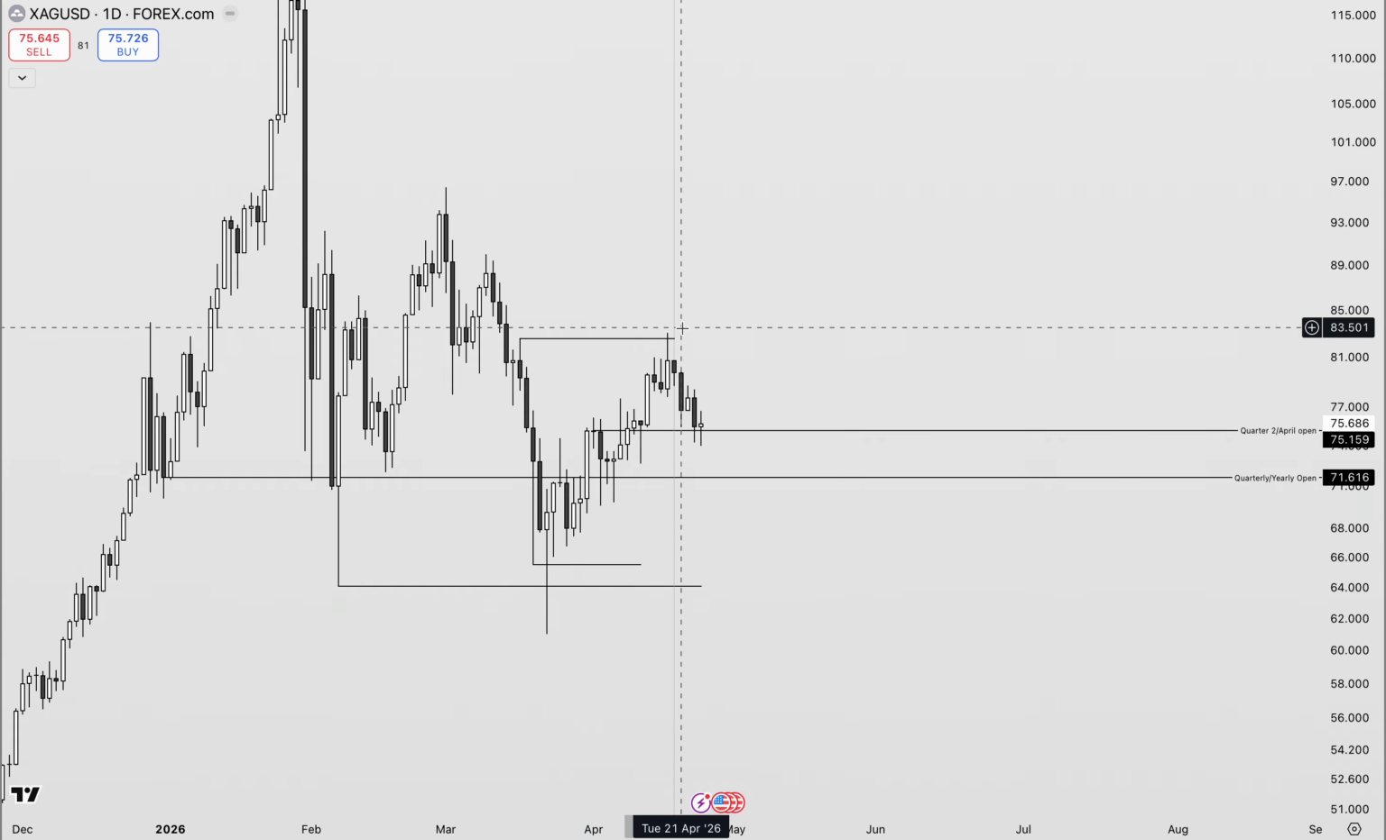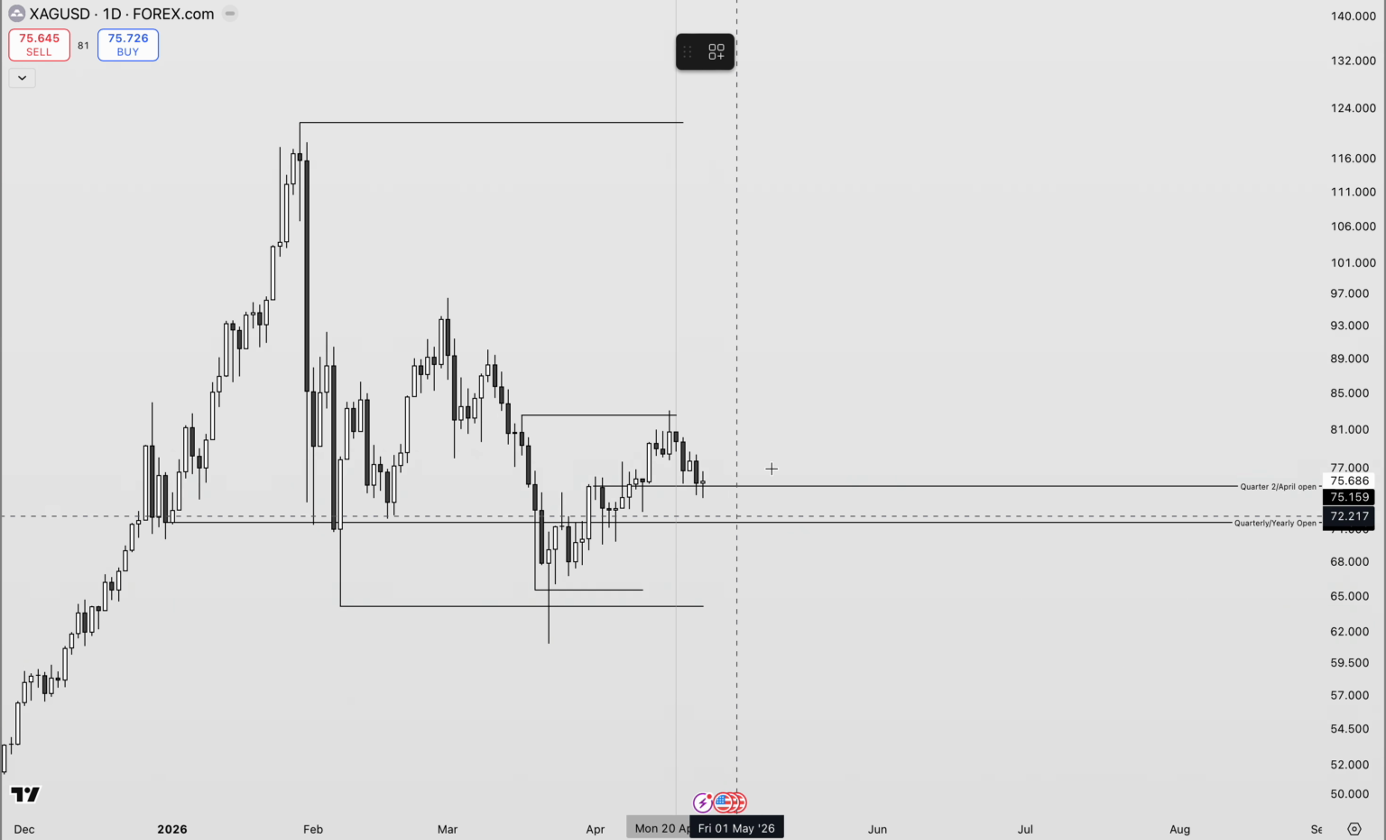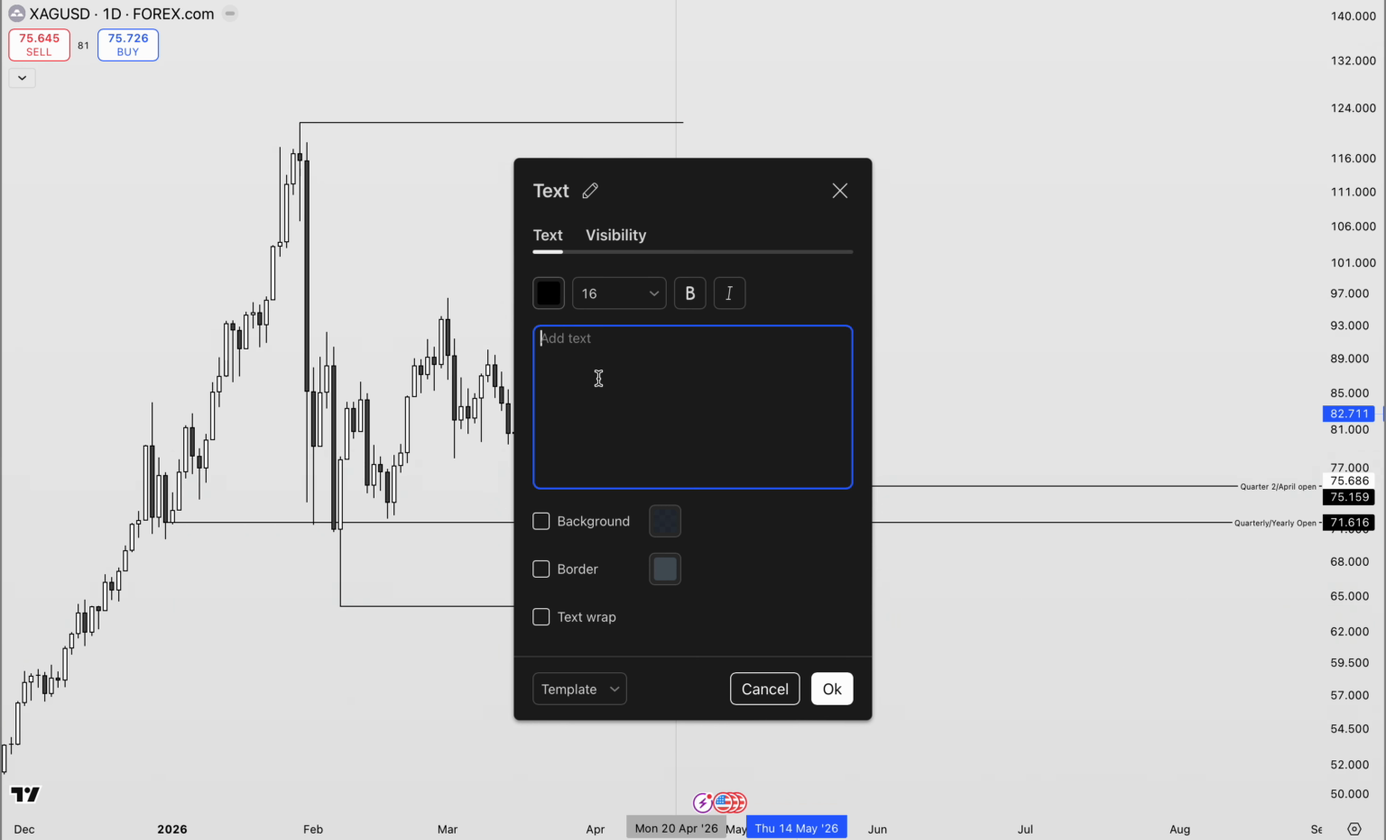Okay? And there's one rule I missed on ranges, and it is TP1 is the 50%. Always take profit at the 50%. And then TP2 is the range extremity.